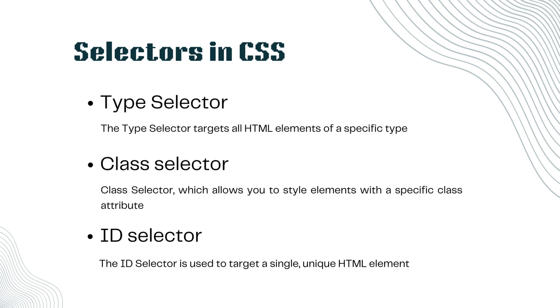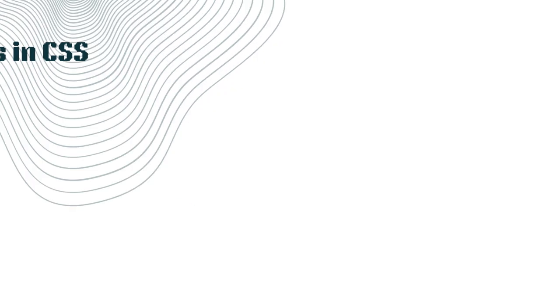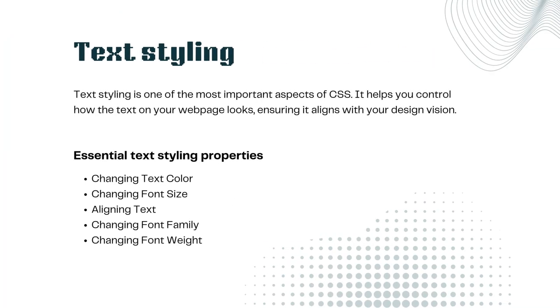Now that we know how to select elements, let's focus on one of the most essential aspects of web design, text styling. Text styling is one of the most important aspects of CSS. It helps you control how the text on your web page looks, ensuring it aligns with your design vision. Let's dive into some essential text styling properties, including changing the text color, font size, alignment, font family, and font weight.